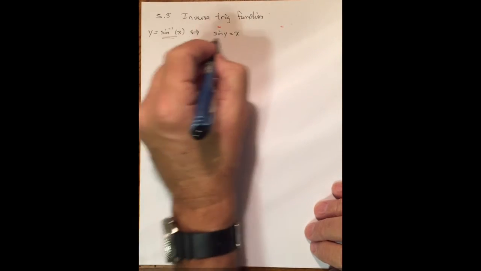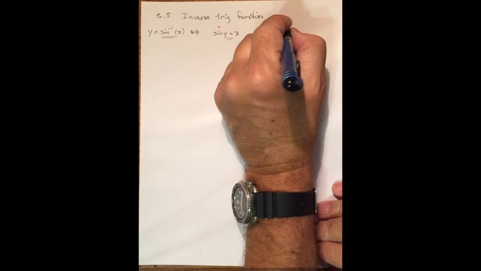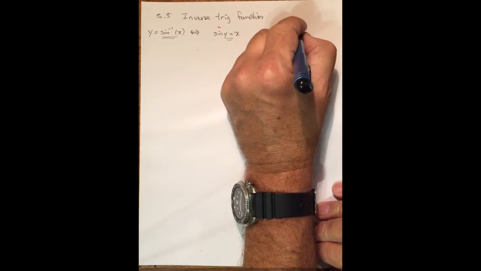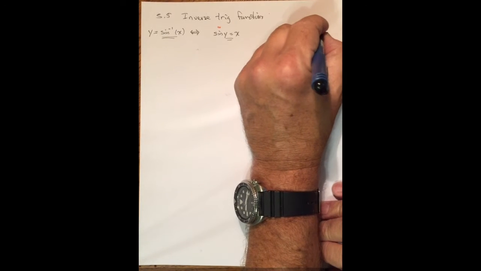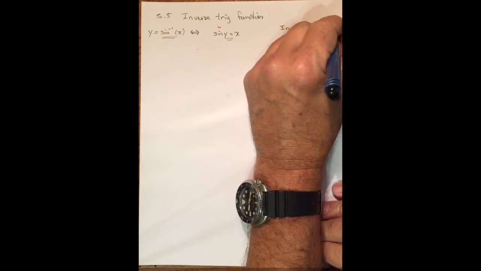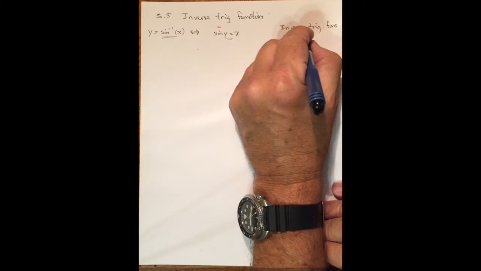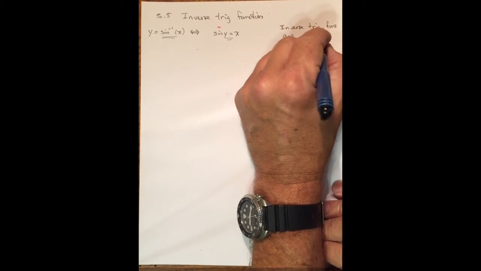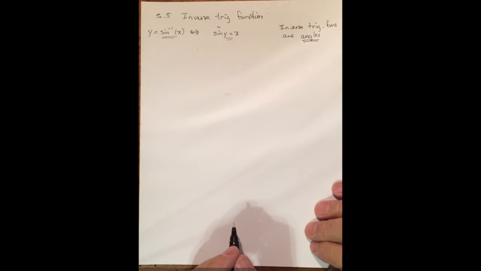So this notation means this. Remember this, inverse trig functions are angles. That's what an inverse trig function is.